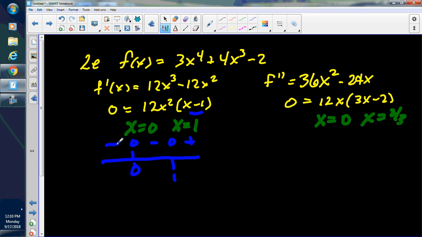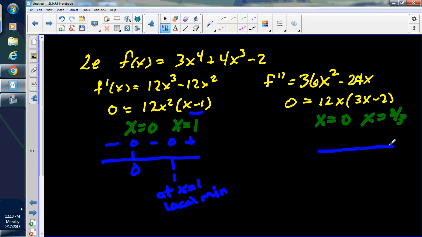That would be the sign chart for there. So we can see at x equals 1, we have a local min because we change from negative to positive.